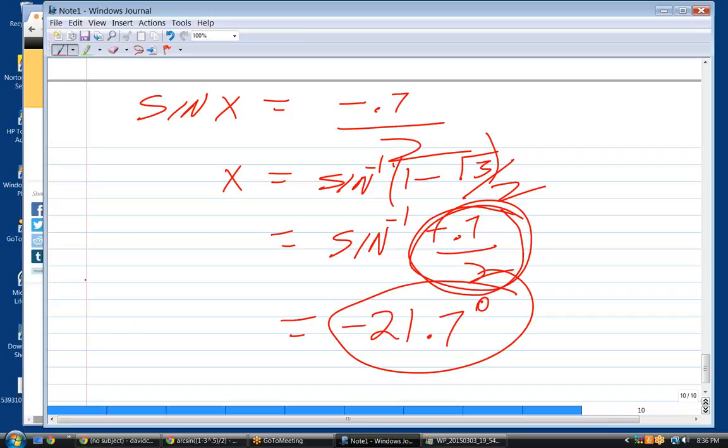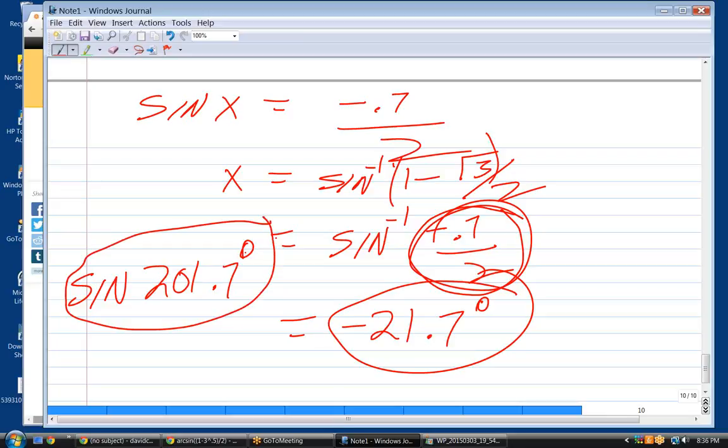If I took the sine of minus 21.7 degrees, I would get this answer. But also, if I take the sine of 201.7 degrees, that's going to be the same thing as the sine of 21.7, only it's negative because it's in the third quadrant. So that is an answer. In other words, the inverse sine of this number is 2 things. It's minus 21.7 degrees. It's also the third quadrant answer of that.